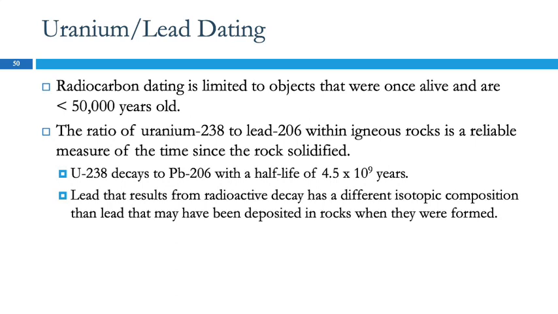But the ratio of uranium-238 to lead-206 is a reliable measure of the time since a rock has solidified. Because all of the uranium-238 that was in that rock when it was formed is going to be decaying into lead-206. So if we look at the ratio or the relationship between lead-206 and uranium-238, we can find out how long that uranium has been trapped there, basically.